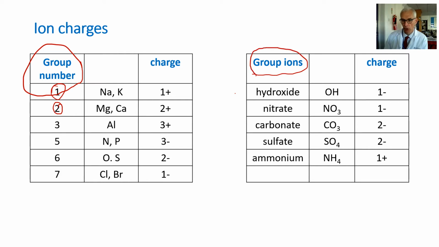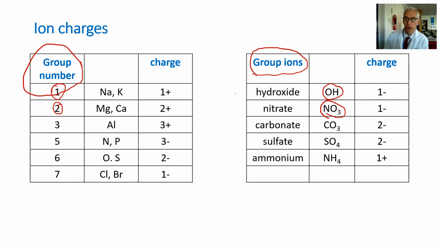We met the hydroxide ion on the previous slide. So the hydroxide ion is always an oxygen and a hydrogen, and it's got a 1 minus charge. The nitrate ion is always 1 nitrogen and 3 oxygens, and it's again a 1 minus charge. How do we know this? I'm afraid at this stage of your A-level course you have to memorize these group ion formulae and charges.